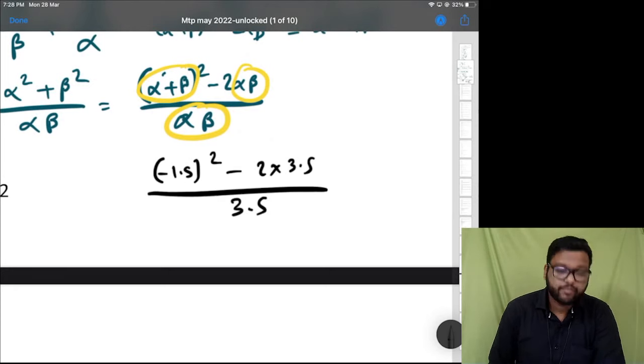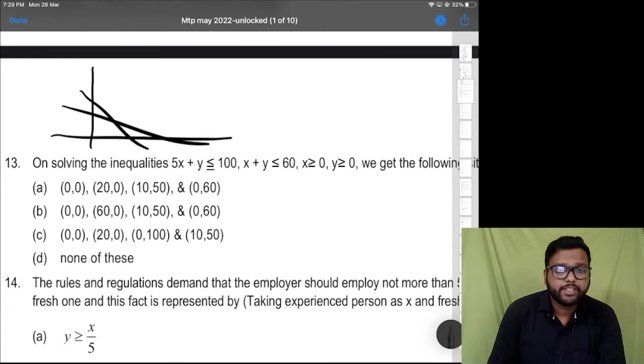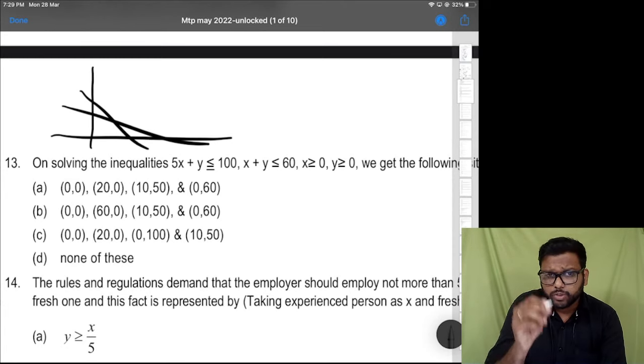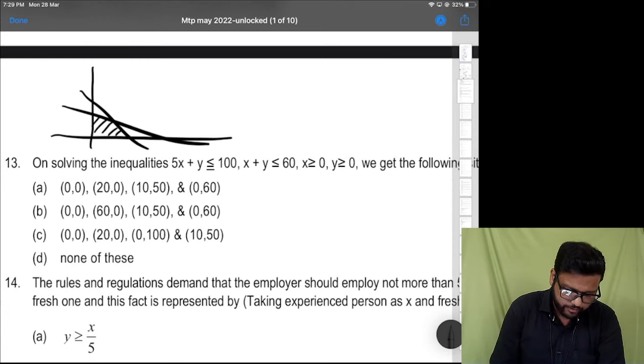Next, 13th. On solving the inequalities 5x plus y less than 100, x plus y is less than 60, x is greater than 0, y is greater than 0, we get the following situation. One option is you draw all the inequalities. Second option is you imagine the inequalities. Generally we have two lines like this, and since both are less than, this is going to be our area.